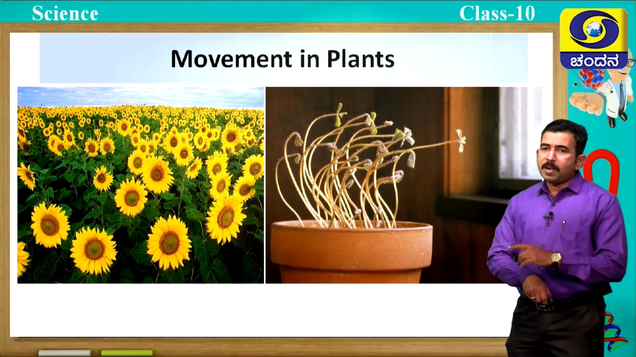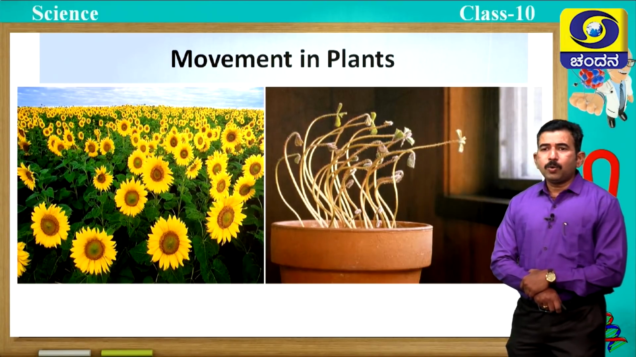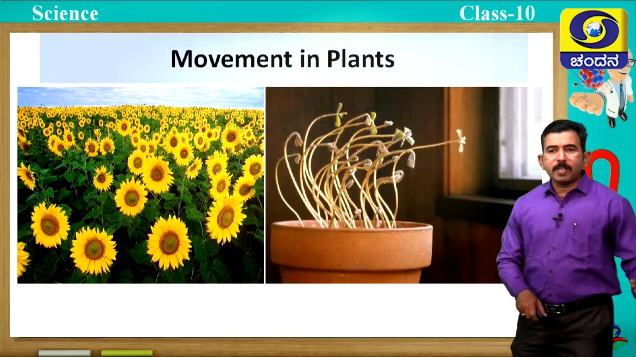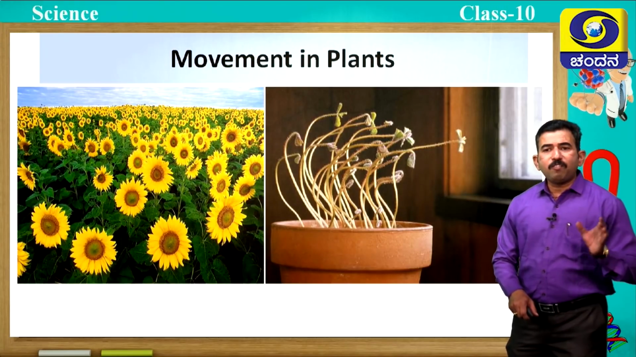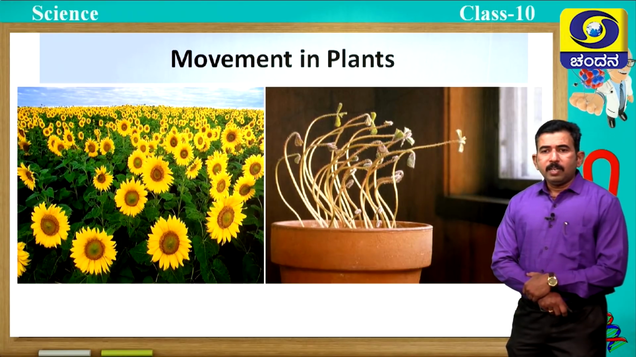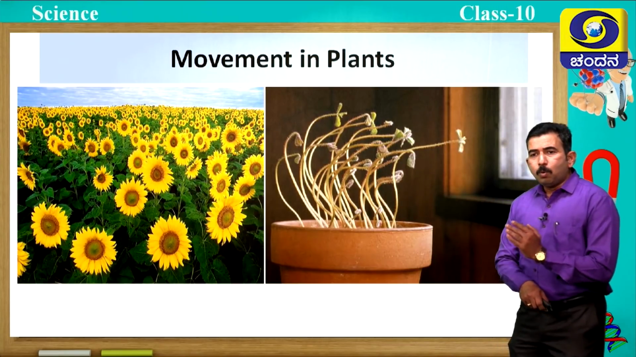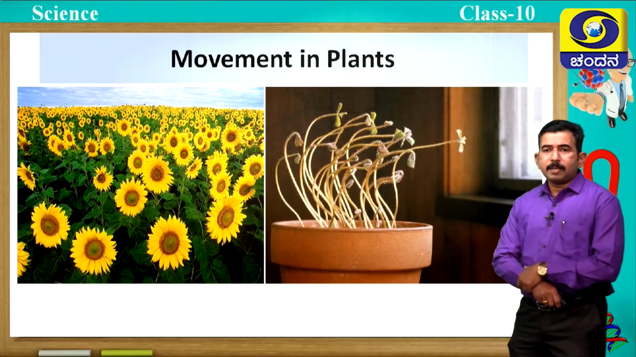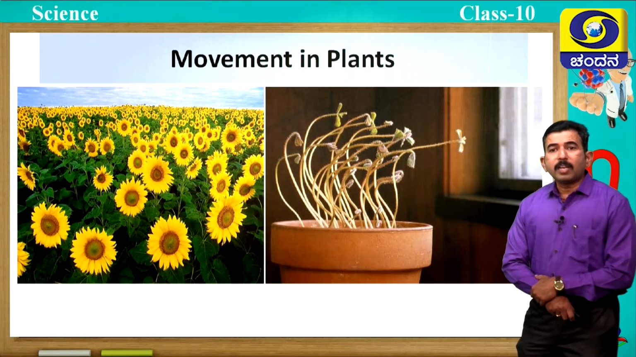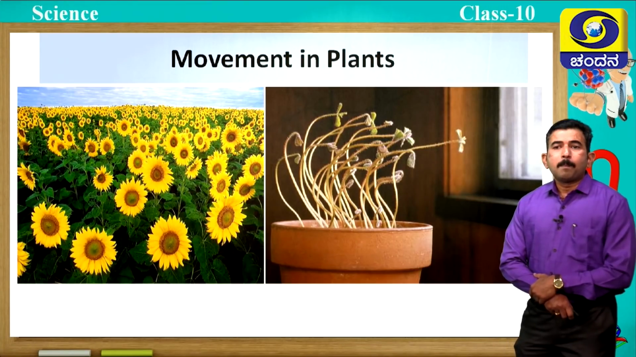Now let us study movement in plants. Plants usually do not move from one place to another place. They are having fixed position. In this picture you can observe sunflower plant, it is moving towards the sunlight. In plants also you can observe the movement of their parts like stem, leaf, etc.